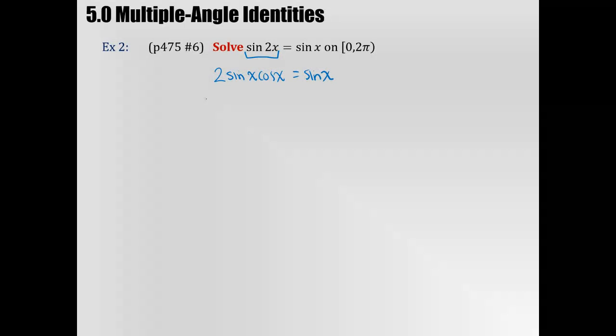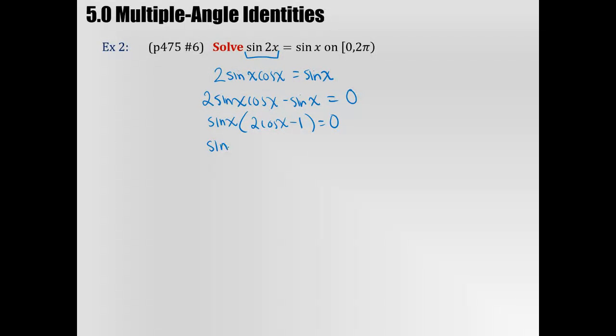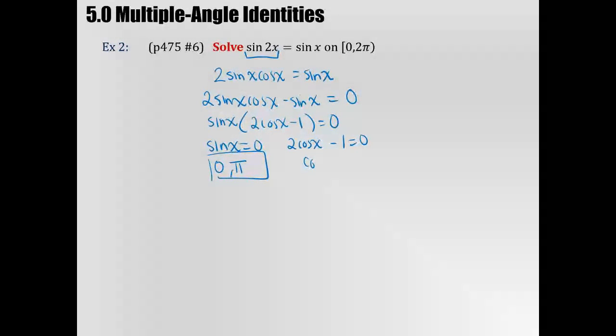And now it looks like something more familiar. 2 sine x cosine x minus sine x equals 0. Don't just divide by it, we'd lose a solution or two solutions. Then I can factor out sine x, and I'd be left with 2 cosine x minus 1 equals 0. And then I can use the zero product property. Sine of x is equal to 0 at 0 and pi. So there's two solutions. Those are fine. There's no issues here. And then where's cosine of x equal to 1/2 between 0 and 2 pi?